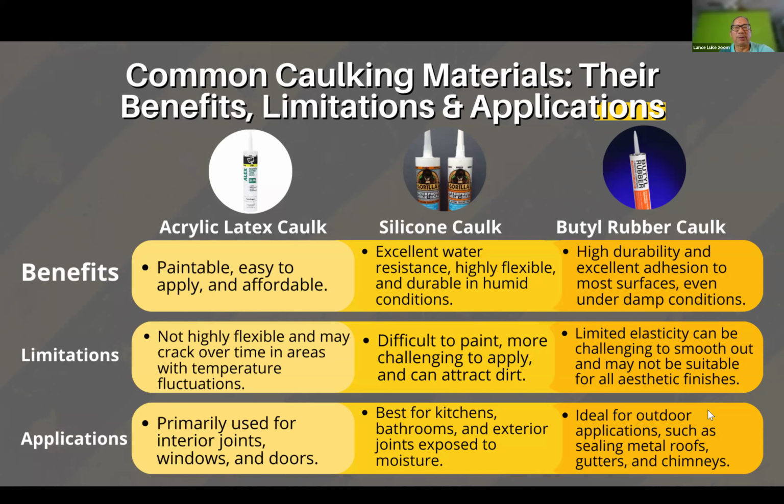Silicone, as you know, is best for kitchens, bathrooms, and any area exposed to moisture. You don't paint it. It's difficult to paint. And then the rubber butyl is mainly used for a lot of commercial applications or exterior work, when you're sealing metal roofs, gutters, chimneys, and those kinds of building components.